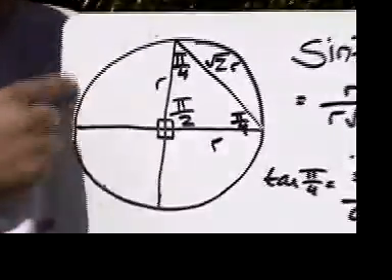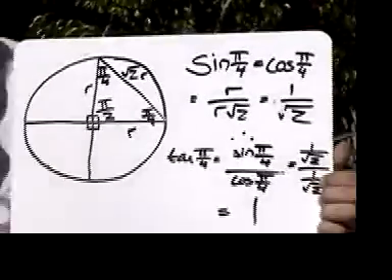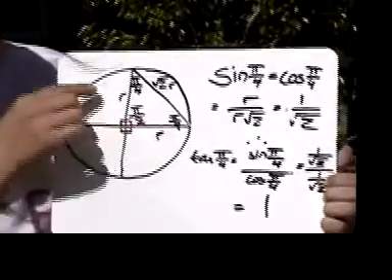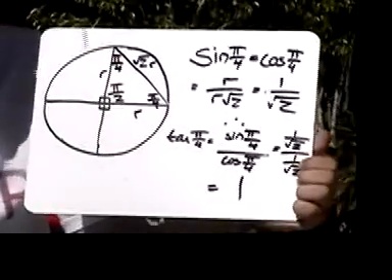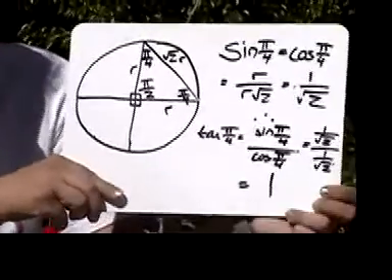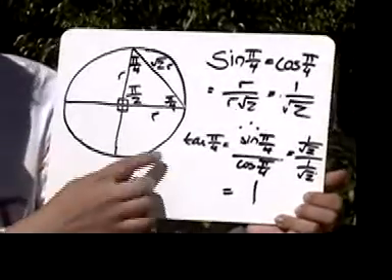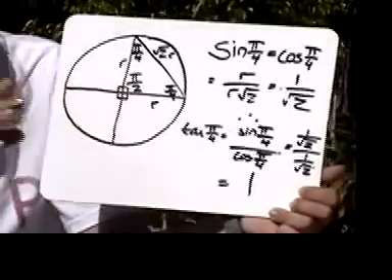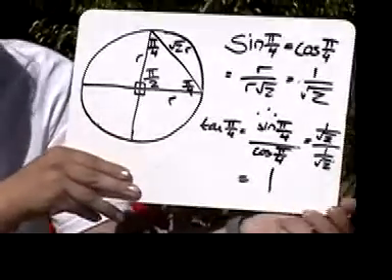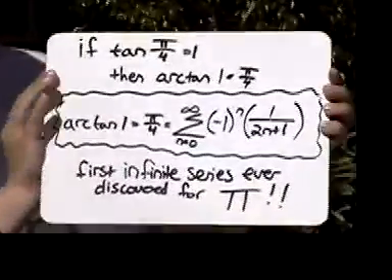So they use this unit circle to define tangent, and they use this to see that sine pi over 4 would be r over root 2, which is the same as 1 over root 2. And so since sine and cosine equal each other and tangent equals sine over cosine, tangent pi over 4 equals sine pi over 4 over cosine pi over 4, which is 1 over root 2 over 1 over root 2, which equals 1. Therefore, if tangent pi over 4 equals 1, then arctangent 1 equals pi over 4.